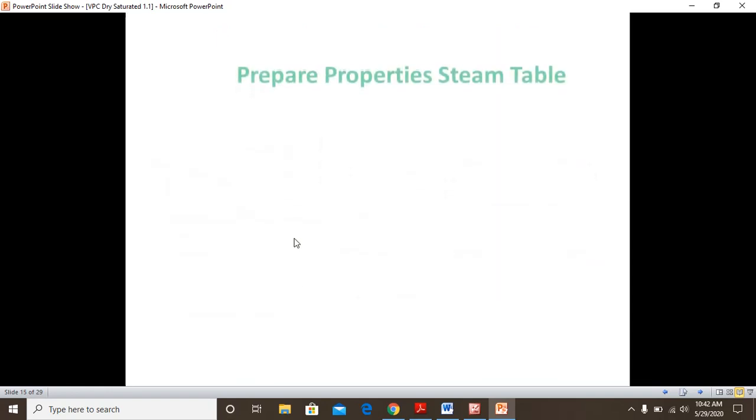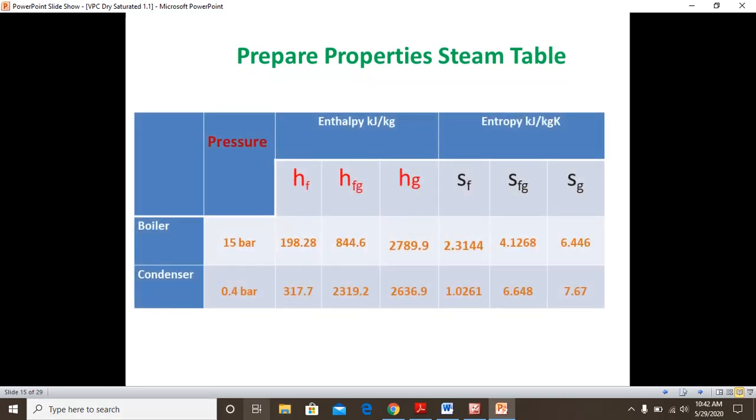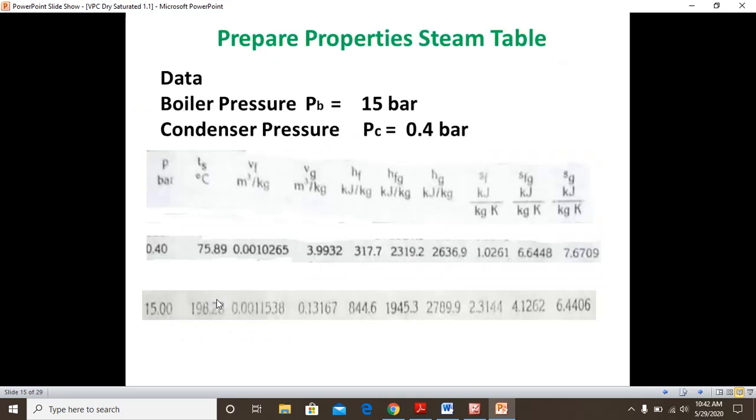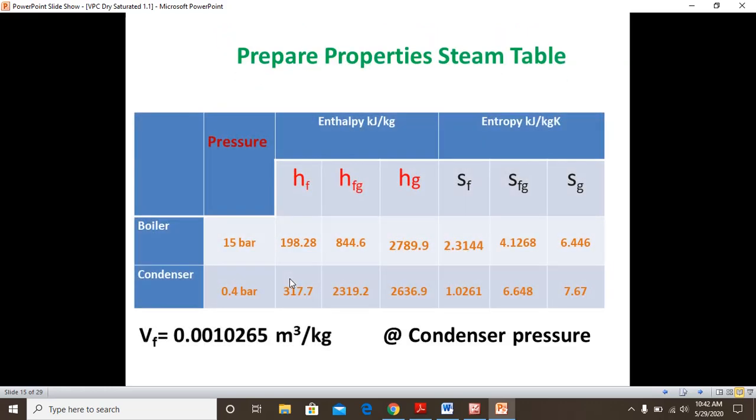After getting this, please prepare the steam table for 15 bar and 0.4 bar. Please pause the video and note down all the values. Importantly, you want to note down the specific volume of the liquid at condenser pressure. See here, at condenser pressure you want to note down these values. So these are the things you want to practice.